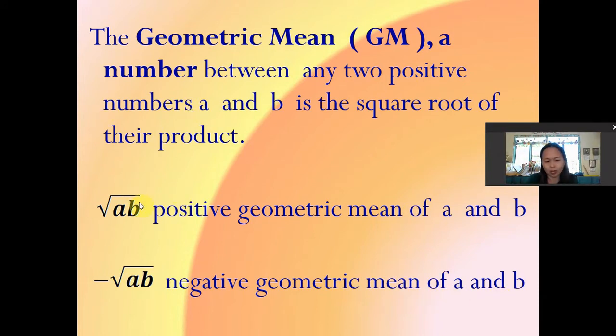Since if we're talking about the square root, we can have two values, the positive and the negative. So we will be looking for the geometric mean of A and B, that is simply the square root of A times B. And if we are asked to determine the negative geometric mean of A and B, that's the negative square root of A times B. How are we going to apply this? Okay, example.